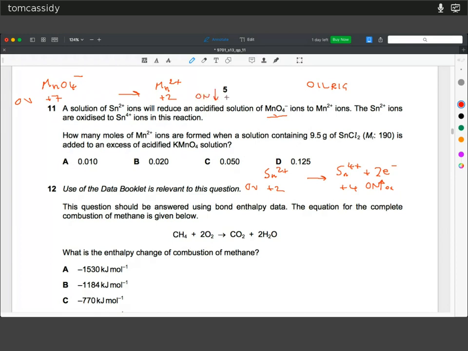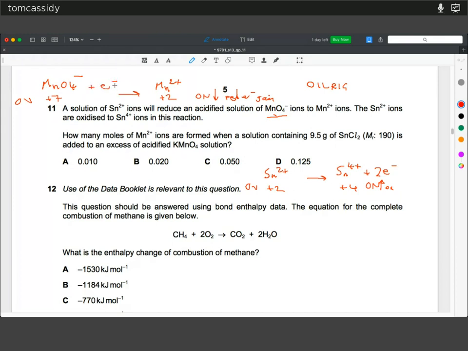If the oxidation number is going down, that's a reduction. Excuse my writing. Reduction. And we know from our mnemonic that reduction is gain. It's a gain of electrons. So electrons are gained. And if electrons are gained, they've got to go on this side of the equation.